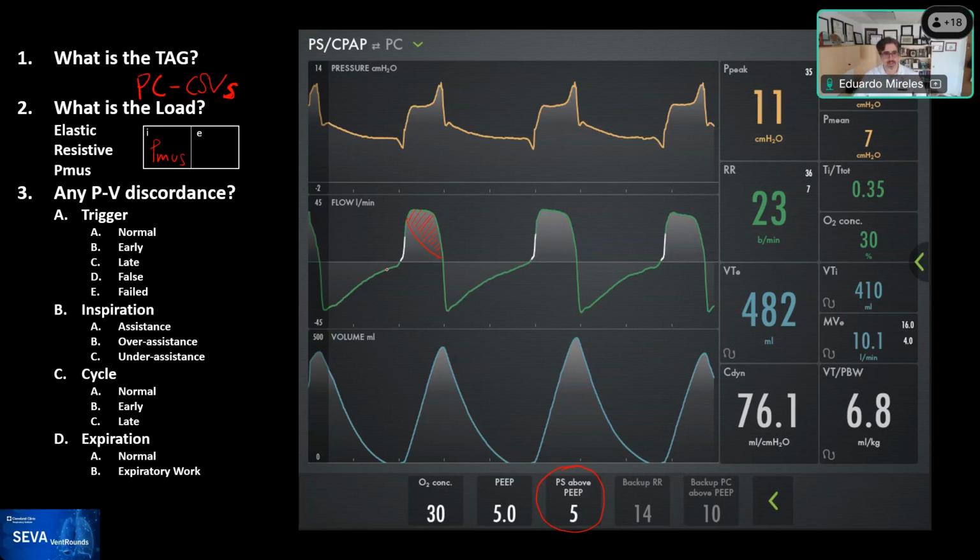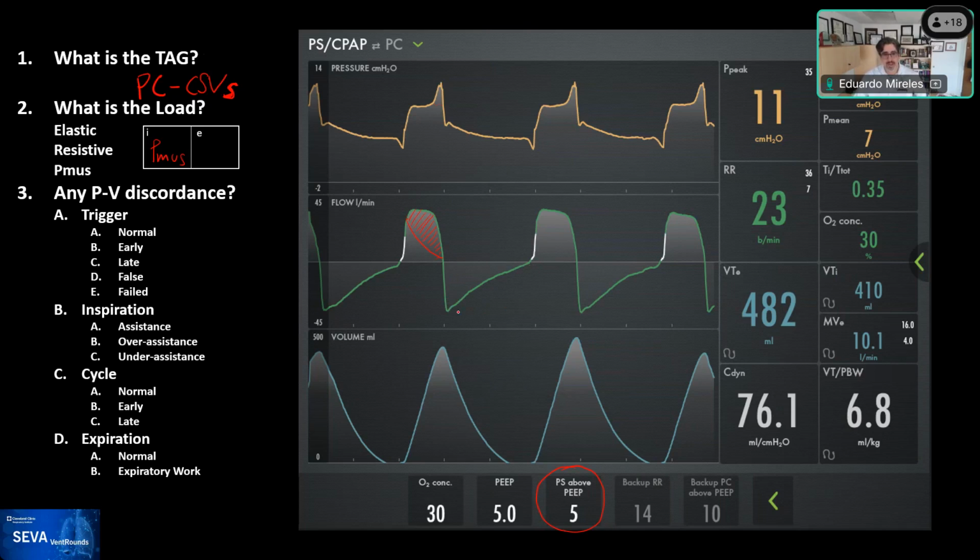Yep, it sort of looks like that because, you know, you don't get the zero flow before the next inspiration. Yeah. All right. And sometimes this will happen. You will not be able to differentiate between one or the other when there's presence of Pmus, and there are some maneuvers that we can do. We'll take a look at them in a second.